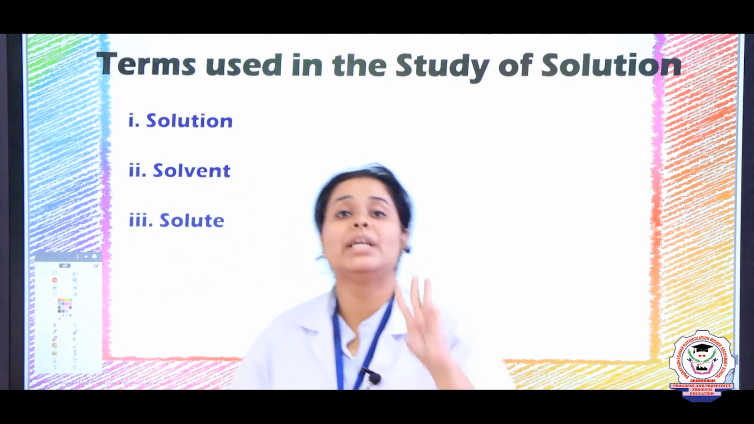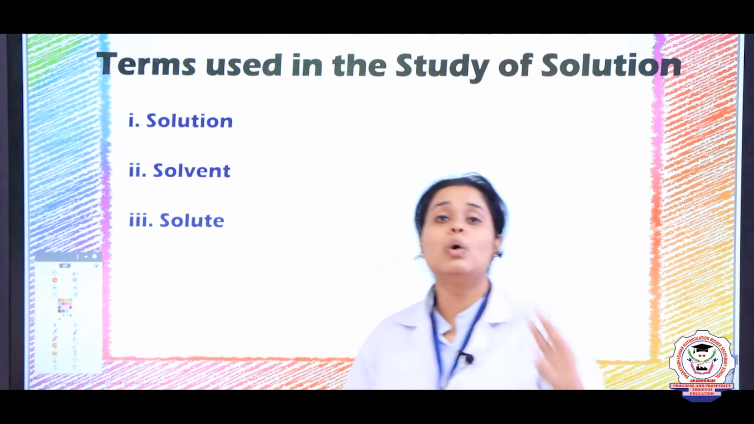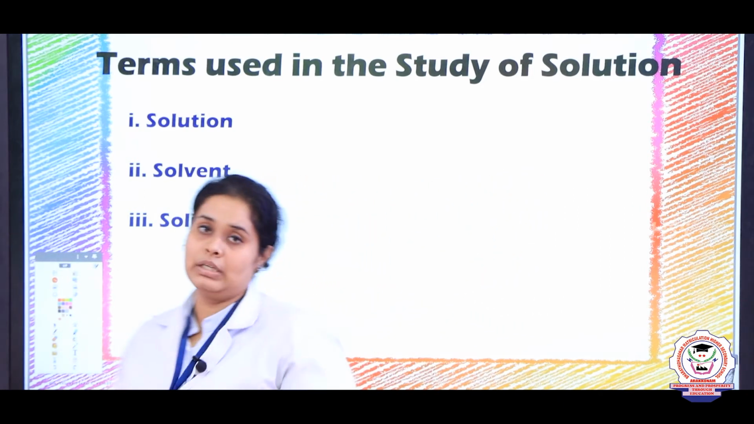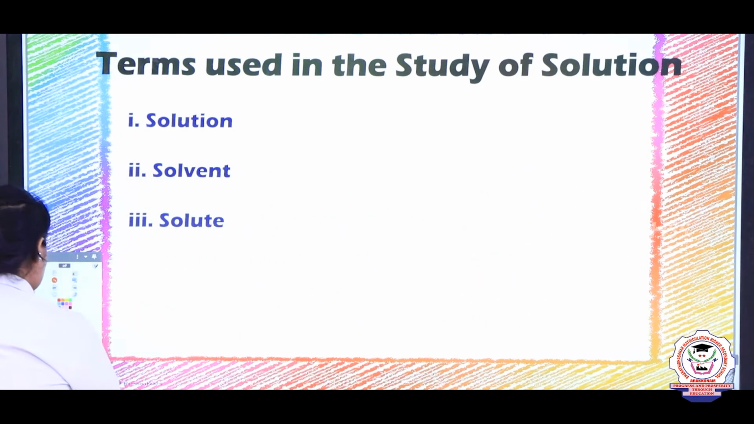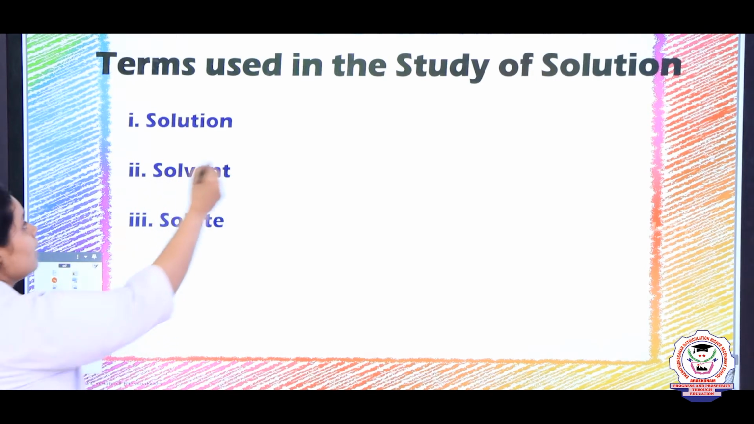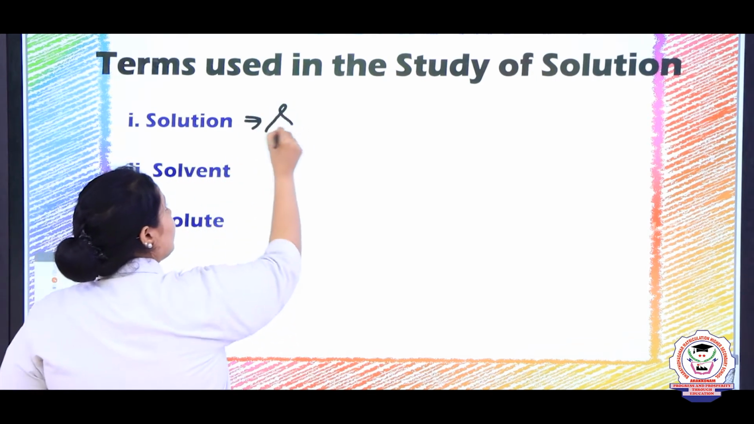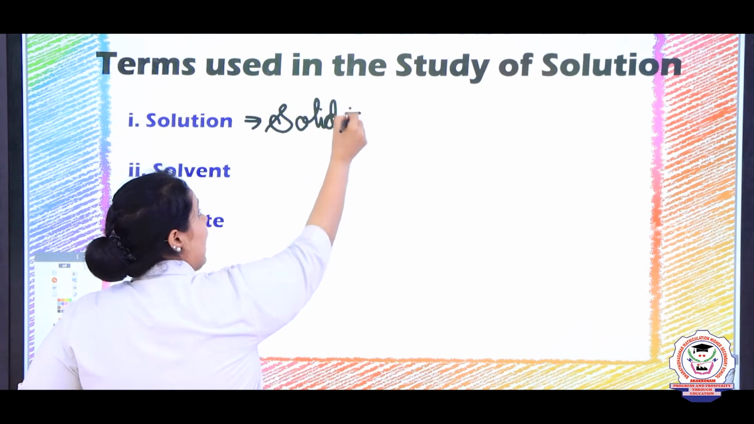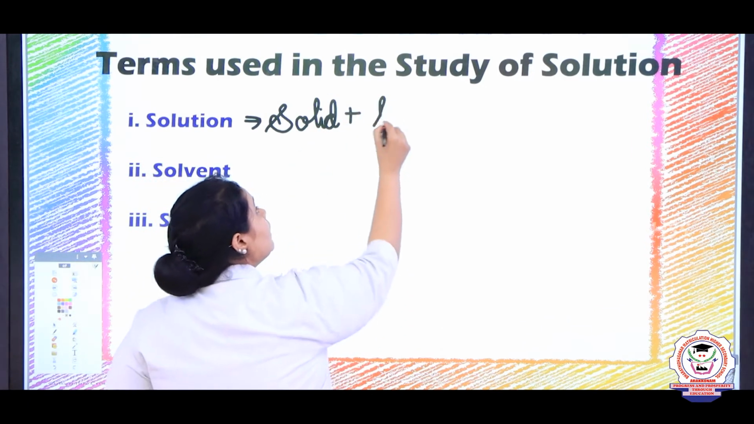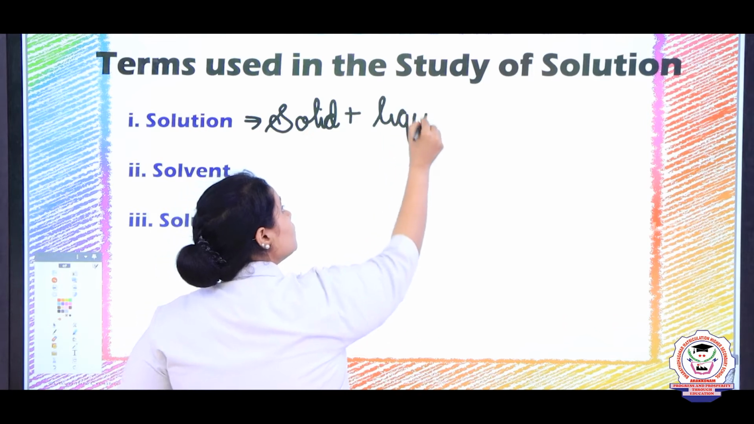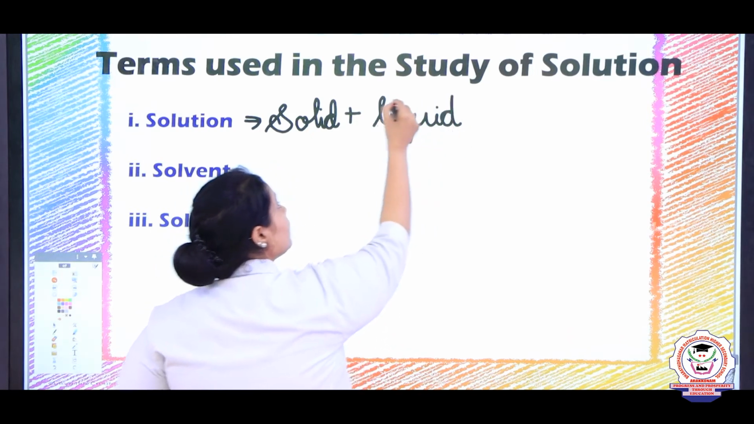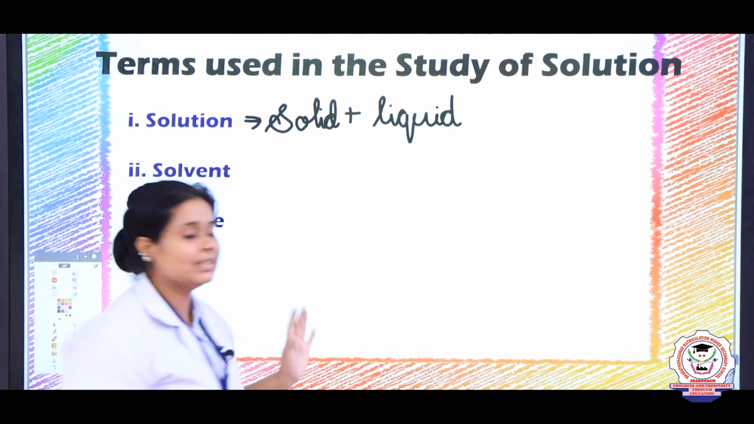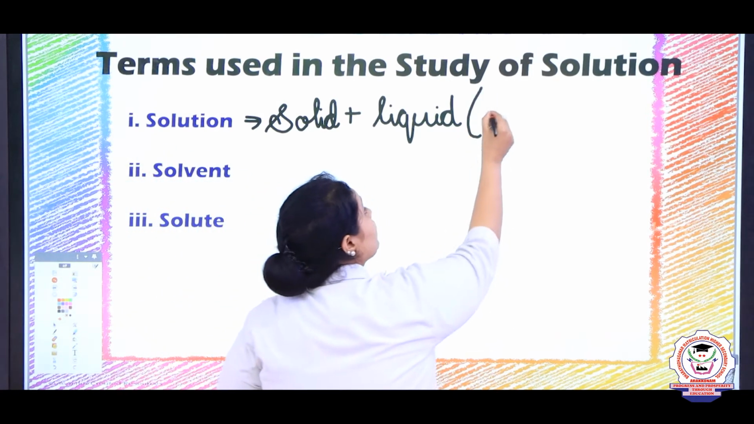Now let's come to the concept. What are the three major words which you need to know about solution? The first one is known as solution. So what is a solution? Solution means when a solid is added inside a liquid. That is known as a solution, and one more main thing is that they should dissolve.